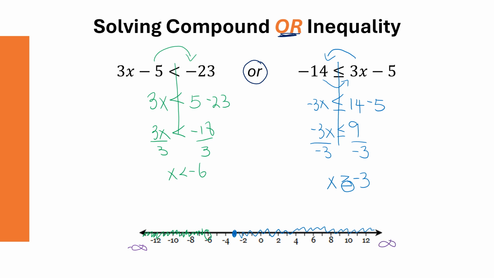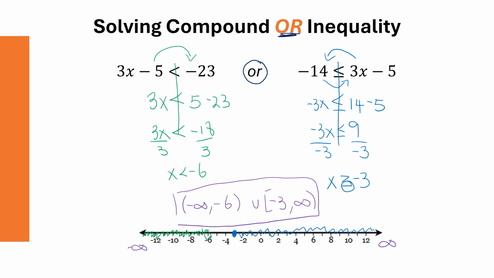So the solution for this compound inequality in interval notation is you start at -infinity, which you always use parentheses, and it stops at -6. So because we have an open circle at -6, you also use parentheses. Or, and then it starts here again at -3 with a closed circle, so I have to use a bracket. So from -3 to +infinity. And that's the solution for this compound OR inequality.